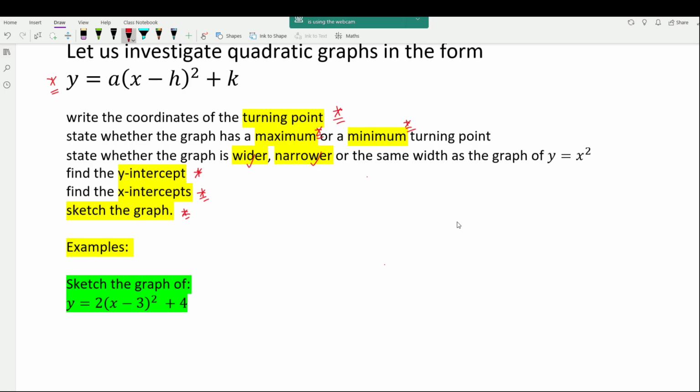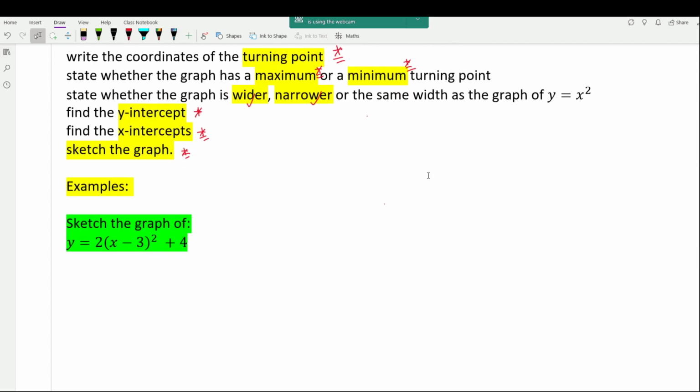Okay, so if you're having trouble understanding stuff, don't stress. We'll continue working through this next week when we return to class. Okay, so let's look at our first example.